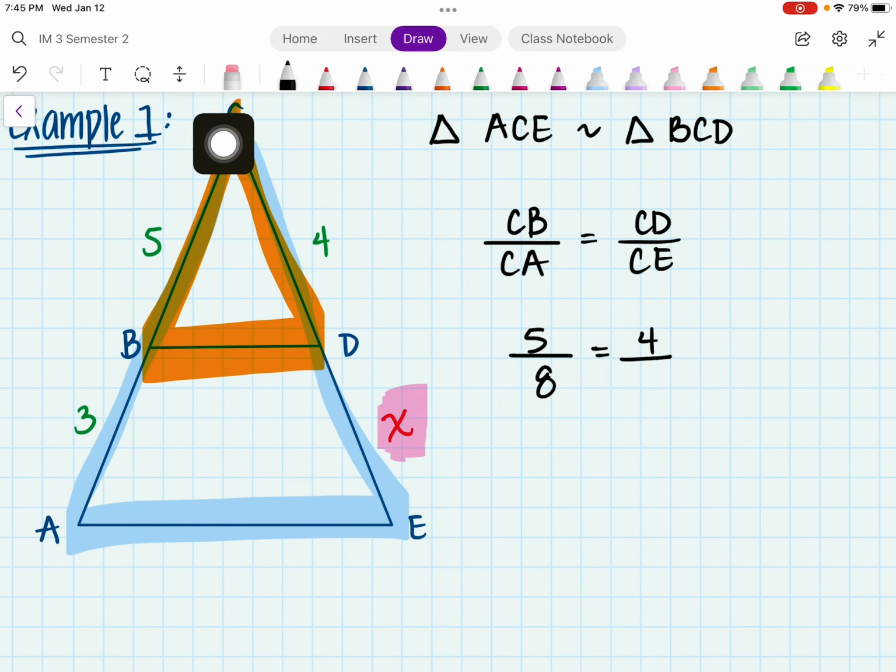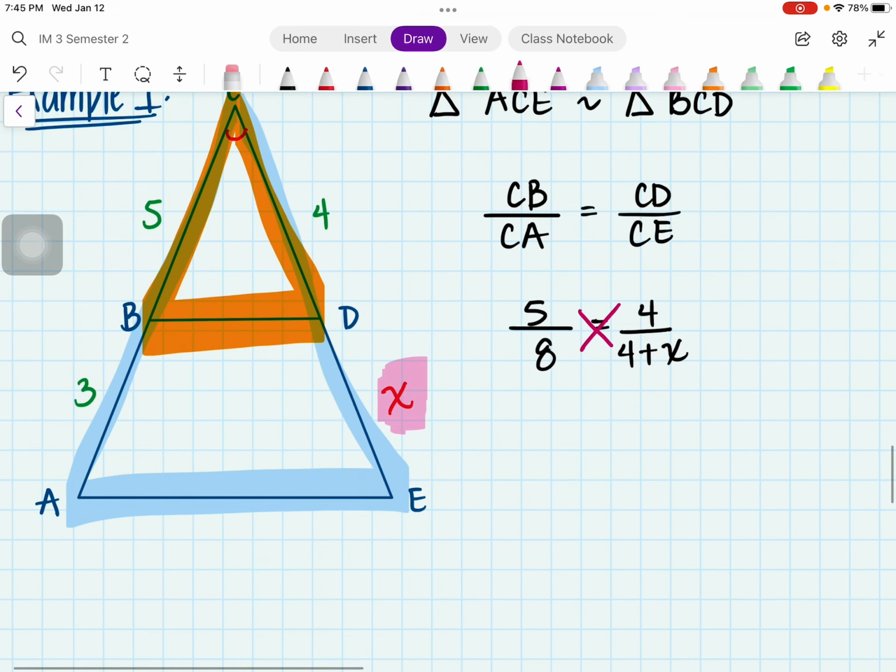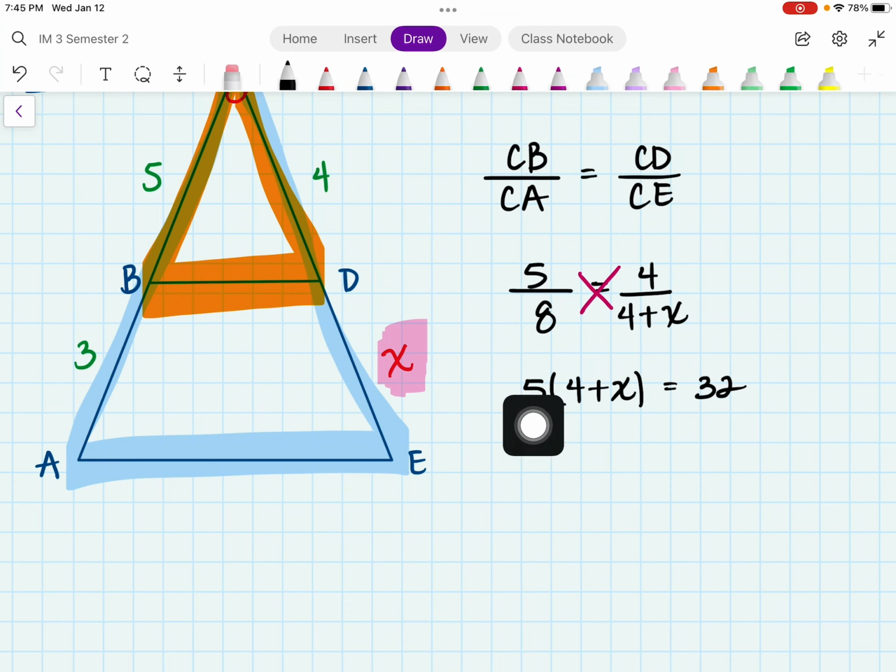And in this case, we're looking for DE. So we still have to incorporate all of CE. So CE is actually 4 plus X. All right. Now, in this case, guys, since these are proportions, we are going to be cross multiplying them. So that is going to be 5 times 4 plus X equal to 8 times 4, which is 32. All right. So let's go ahead and distribute the 5. 5 times 4 is 20, plus 5 times X is 5X.